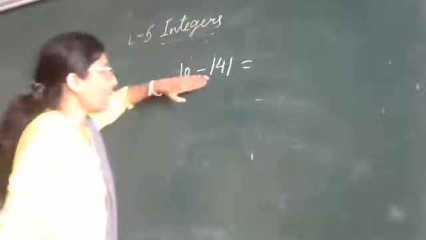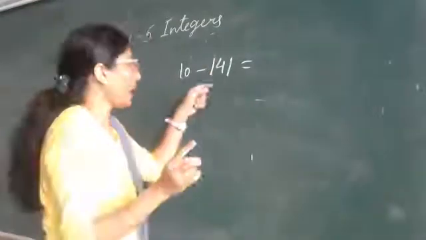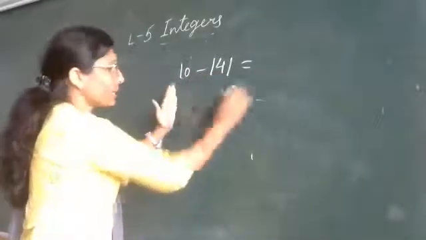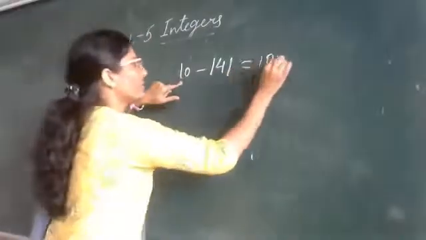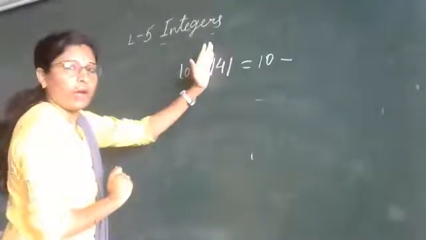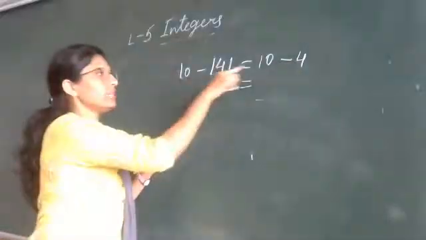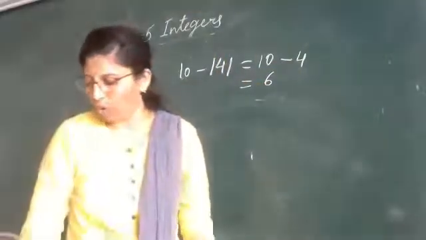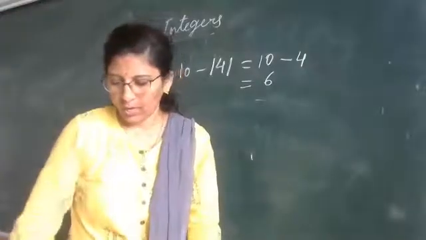Okay. Next, 10 minus the absolute value of 4. So first we have to find the absolute value and then subtract. When it is inside, first solve it. But when it is outside, first we have to convert this 4 into its absolute value. The absolute value of 4 is 4, so 10 minus 4 is 6. Got it now how to do it? Yes, ma'am. Okay.